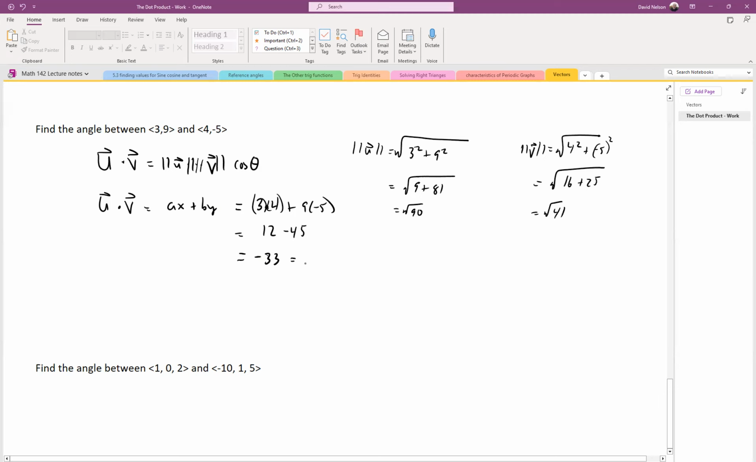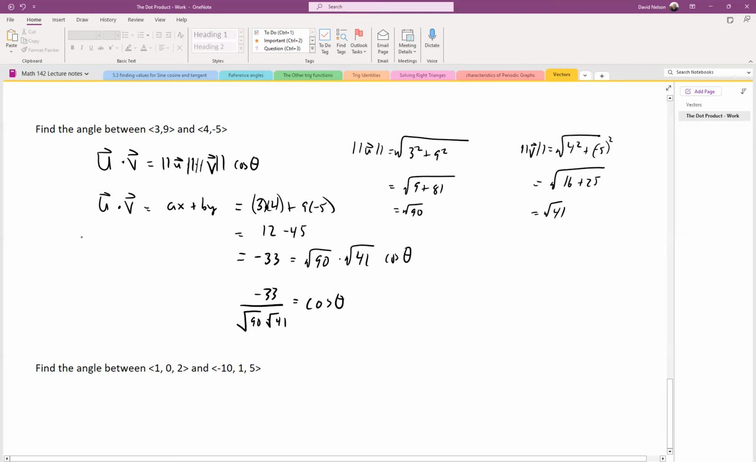And so I have that negative 33 is equal to the square root of 90 times the square root of 41 times the cosine of theta. Or cosine of theta is equal to negative 33 divided by the square root of 90 times the square root of 41. And then I can use my inverse cosine to find out what the angle is.